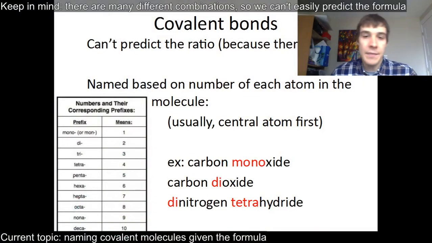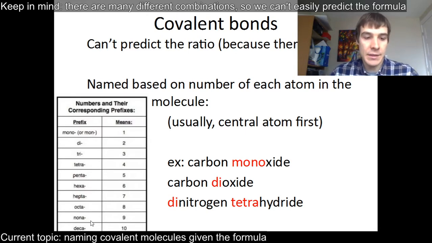So yeah, what we literally do is just take the number, and we have these prefixes: mono, di, tri, tetra, penta, hexa, hepta, octa, nona, deca, and it does actually keep going past that. So there's like undeca, dodeca, stuff like that. You don't have to worry about that. Anything past deca, we're never going to have a molecule with more than 10. So just remember these 10.